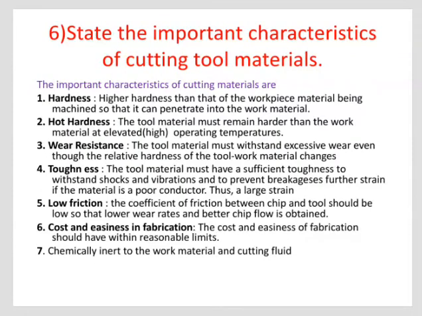Next is: state the important characteristics of cutting tool materials. Here, hardness: higher hardness than that of the workpiece material being machined so that it can penetrate into the work material. Then hot hardness: the tool material must remain harder than the work material at elevated operating temperature. Wear resistance: the tool material must withstand excessive wear even though the relative hardness of the tool work material changes. Toughness: the tool material must have sufficient toughness to withstand shock and vibrations and to prevent breakages, further strain if the material is a poor conductor.